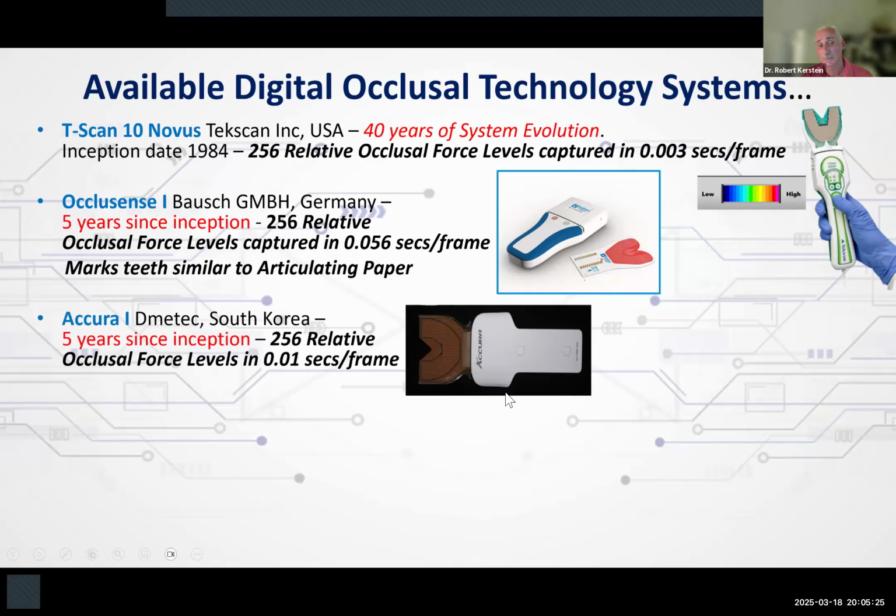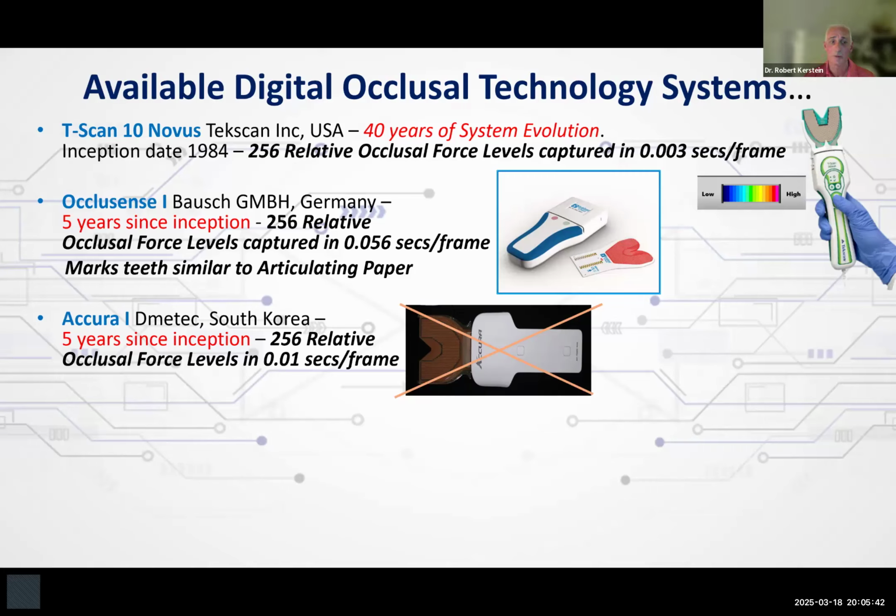Then there's a product that's only available in South Korea. It's not really available anywhere else in the world. It's called Accura 1. It's about 5 years old also. It records 256 relative occlusal force levels, but in only 100th of a second. And just to show you how far we've come with T-scan, when T-scan 1 was first built, it recorded in 100th of a second. Now we record in 0.003 of a second. So a major advance. Accura is more of a mimic of T-scan in its own right, and its desktop looks a lot like T-scan, so it's more of a copycat technology. But it's not available to you to purchase in this country, so it's not really a player that you would become involved with.